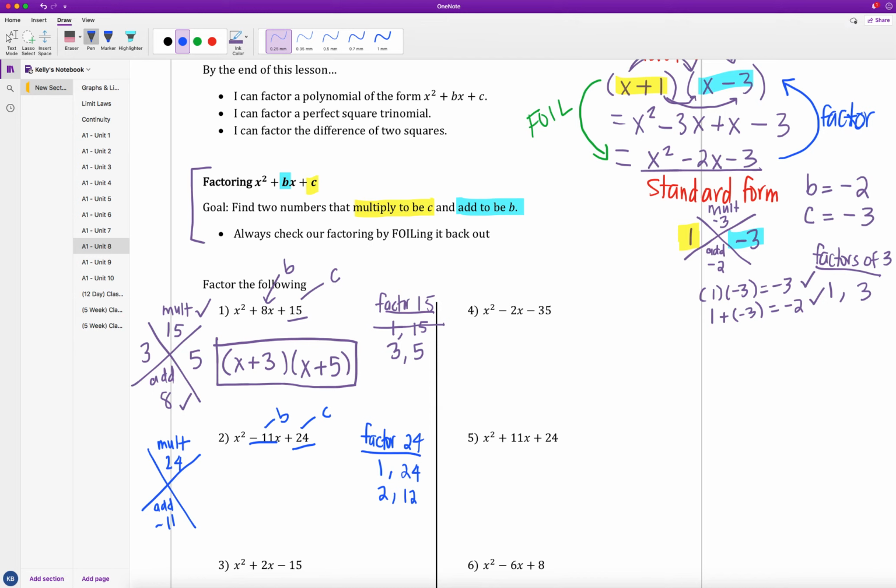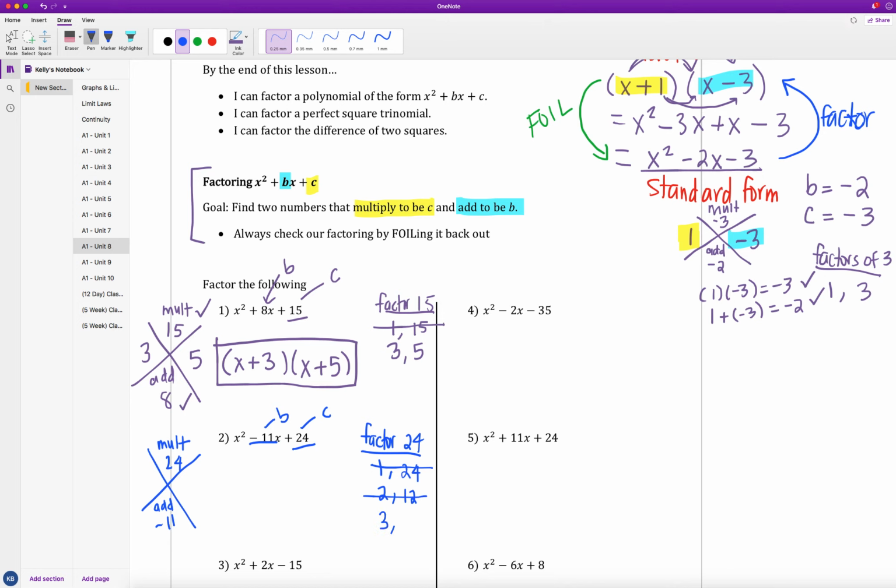What I'm noticing is because I have to multiply to be a positive number, that means these need to have the same sign. So they're either both positive or they're both negative. Because I need to add up to be negative numbers, they're going to both need to be negative. So negative 1 and a negative 24 is not going to give me a negative 11. Negative 2 plus a negative 12 will also not give me negative 11, so those two won't work.